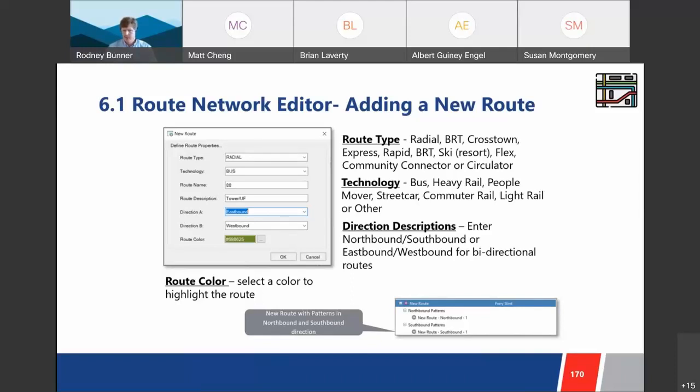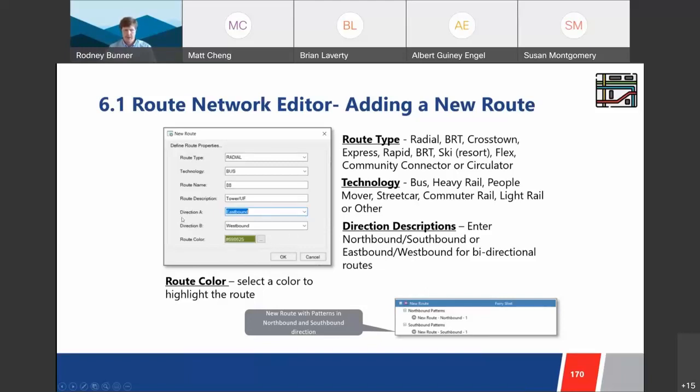In terms of descriptions, you can either enter northbound, southbound, or eastbound, westbound for bidirectional routes. And by default, if you select eastbound, it will automatically select westbound for the other direction. So here you have direction A and direction B. If you select eastbound here, it will automatically populate westbound in the other direction.